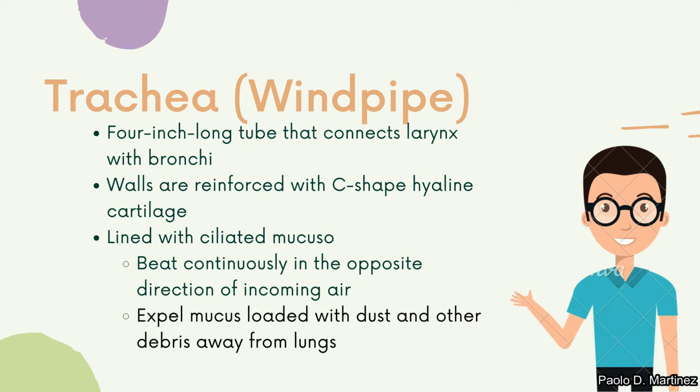Now moving on to the trachea. The trachea, or colloquially called the windpipe, is a cartilaginous tube that connects the larynx to the bronchi of the lungs, allowing the passage of air, and is present in almost all air-breathing animals with lungs. The trachea is a 4-inch long tube that connects the larynx with the bronchi, as I have said earlier. Its walls are reinforced with C-shaped hyaline cartilage. It is lined with ciliated mucosa that beats continuously in the opposite direction of incoming air and expels mucus loaded with dust and other debris away from the lungs for protection.